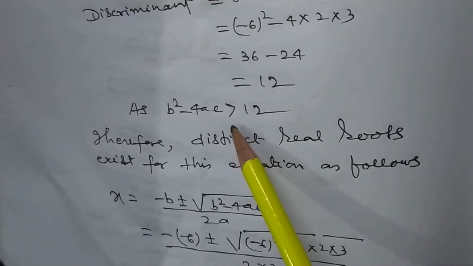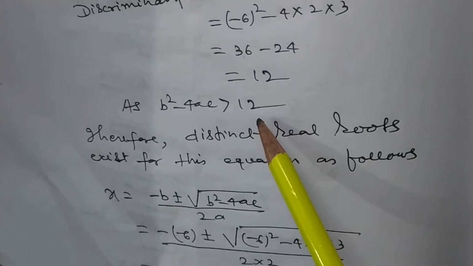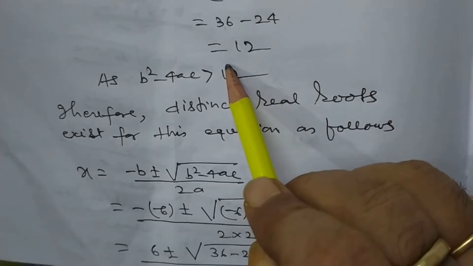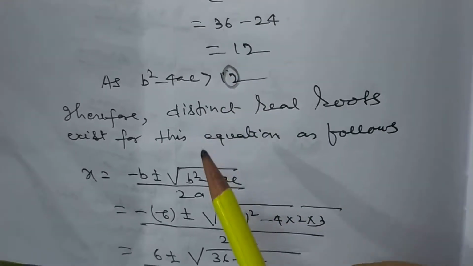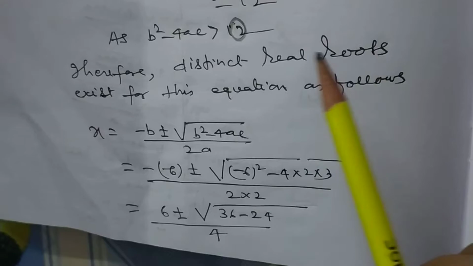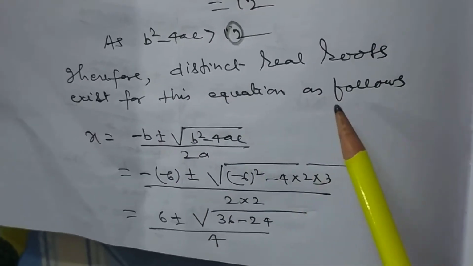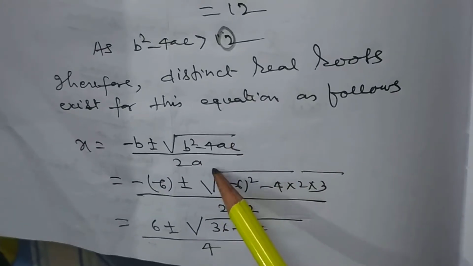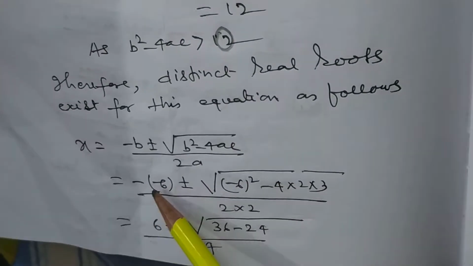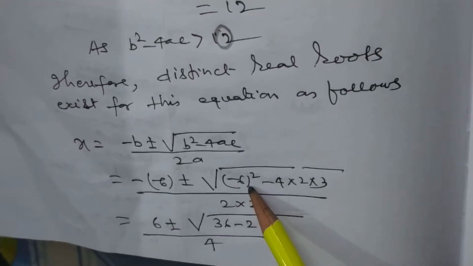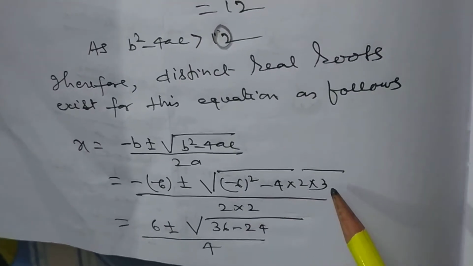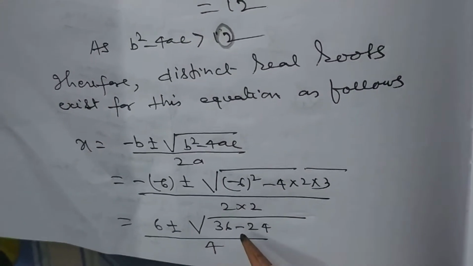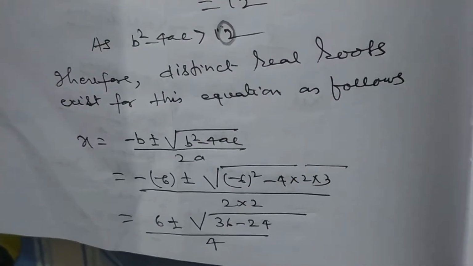As b square minus 4ac is greater than 0, therefore distinct real roots exist for this equation as follows. X is equal to minus b plus minus root over b square minus 4ac by 2a. That is minus of minus 6 plus minus root over 36 minus 24 by 4.